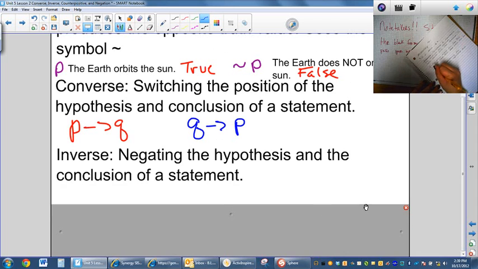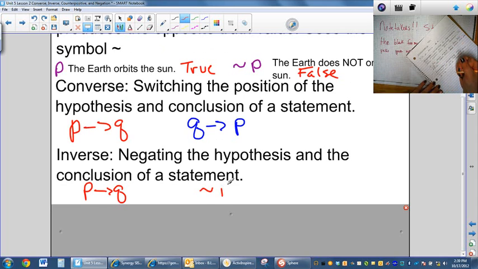The inverse. The inverse is negating the hypothesis and conclusion of a statement. So our original statement was if P, then Q. Negating that would be if not P, then not Q. So that is the inverse.